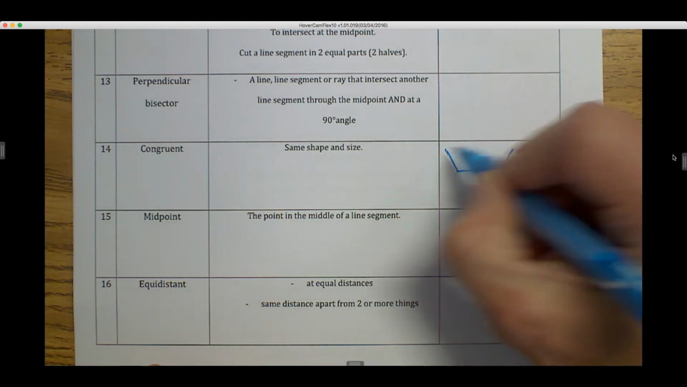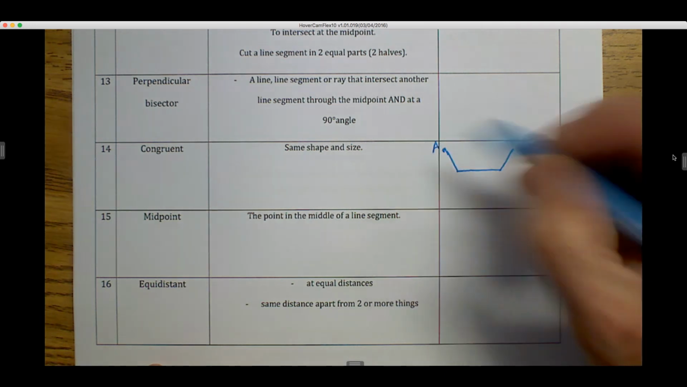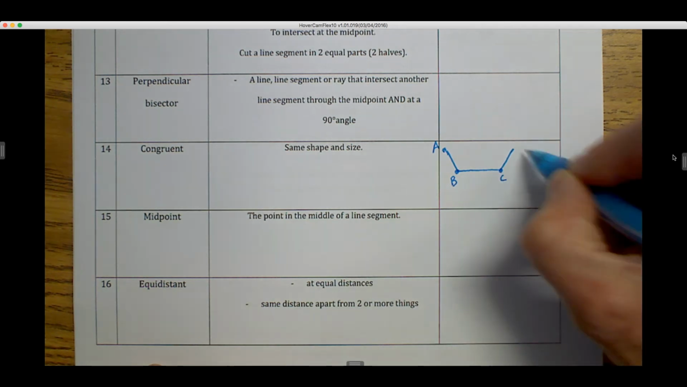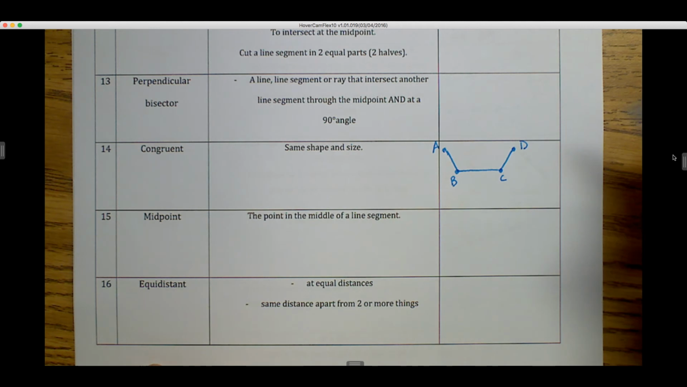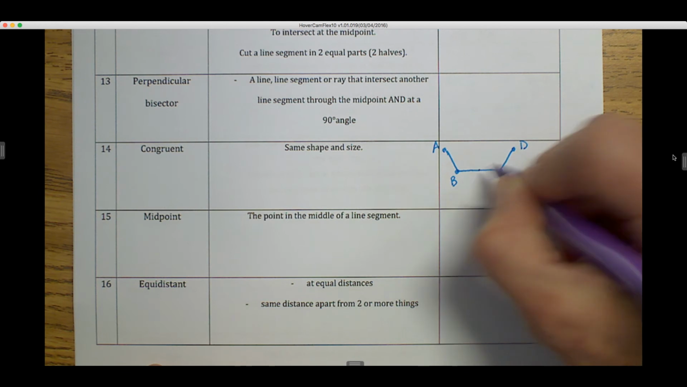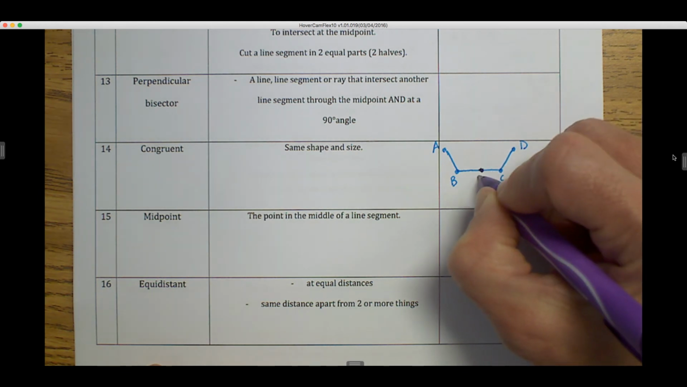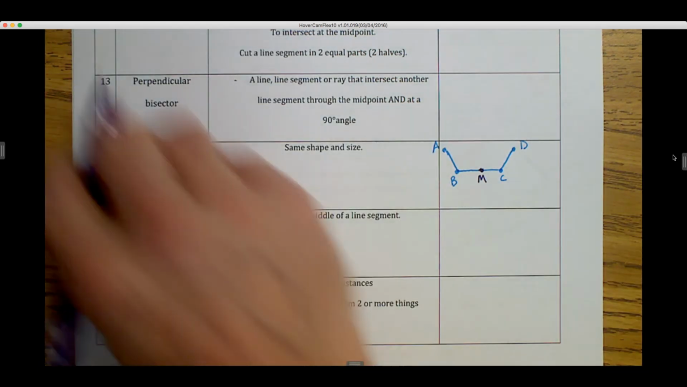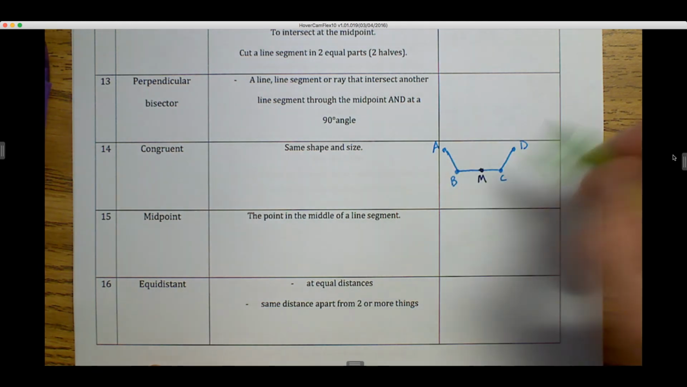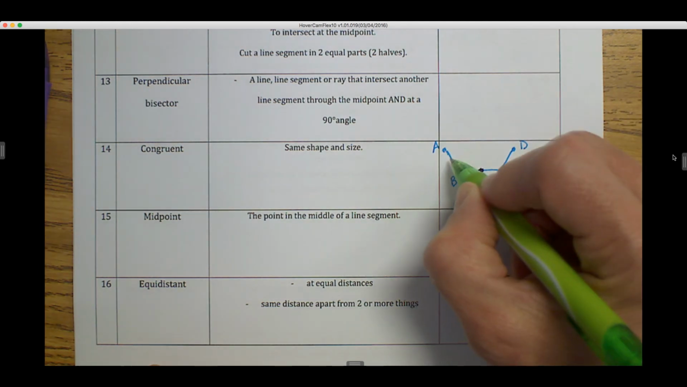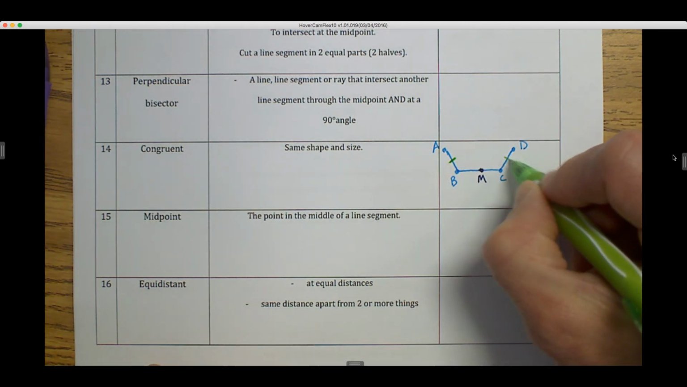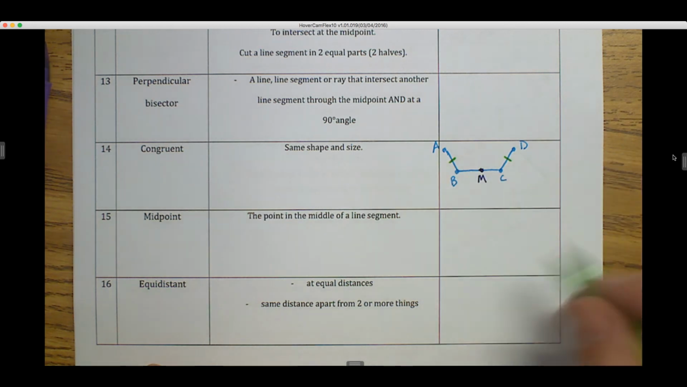Great. We'll start here and we'll label this point A. We'll label this point B. We'll label this point C. We'll label this point D. And then we will throw a point in here and we will label that M. All right. So now what we have is a line segment from A to B. And we're going to say that that is congruent to line segment CD. And the notation, we're just going to put one slash mark on the line segment.